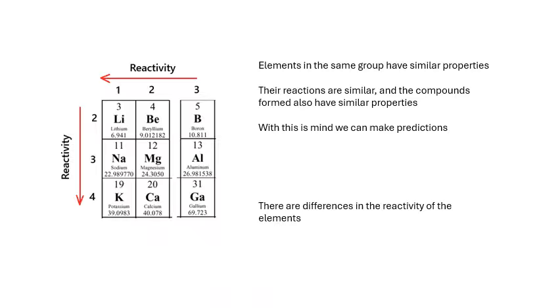One difference with the elements is reactivity. So as we go lithium, sodium, potassium, rubidium, cesium, is it francium, it gets more and more reactive. And then going across the period, it gets less reactive as we go from right to left. So there are some differences in reactivity, but in terms of the actual reactions and the compounds that we get, there are a lot of similarities. And with that in mind, we can make predictions.